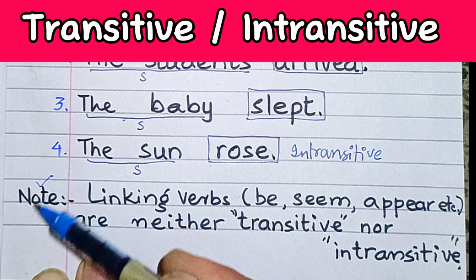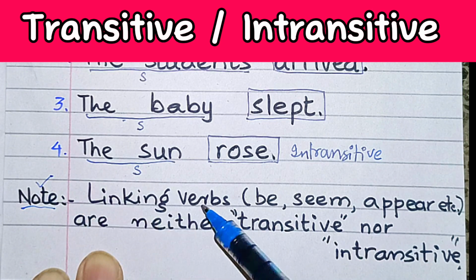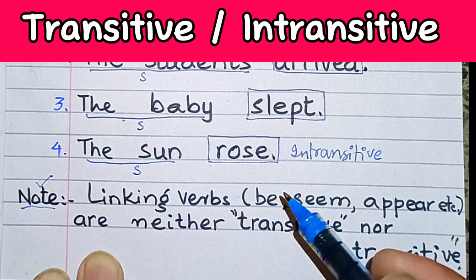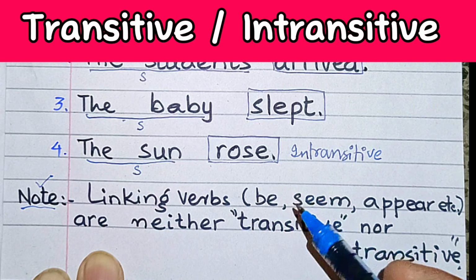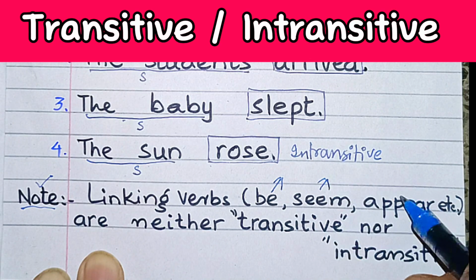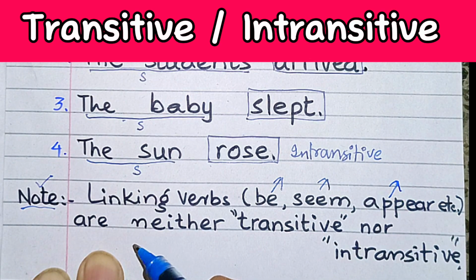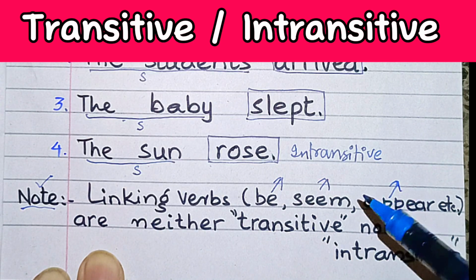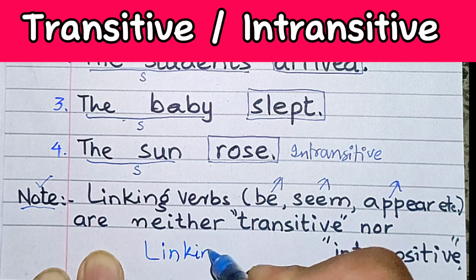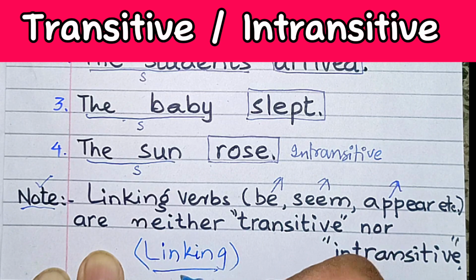Another important thing is a note I have written over here: linking verbs, meaning be, seem, appear, the verbs which help in linking something inside a sentence. Those verbs like be, seem, appear are not to be called transitive or intransitive. They are neither transitive nor intransitive, because there is no action receiver, and there is only one function, that is linking. So they are only helping us in developing linking inside the sentence.